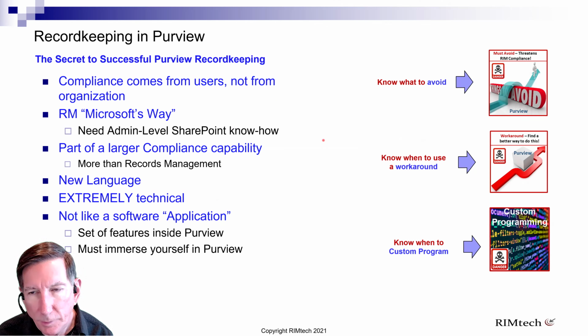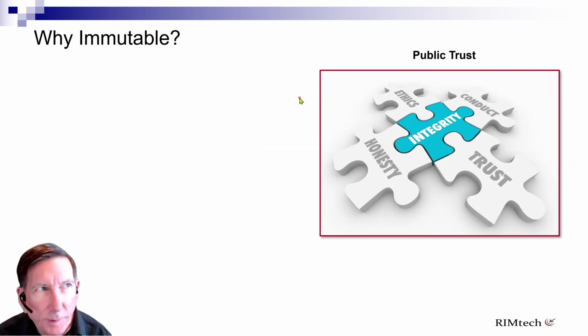So you have to master all of its features, understand its features and what it's doing and why in order to apply it. It's not like an ordinary piece of software. So again, as I said, we're focused today on immutability because that comes into play with versioning in records management. So what exactly does it mean?